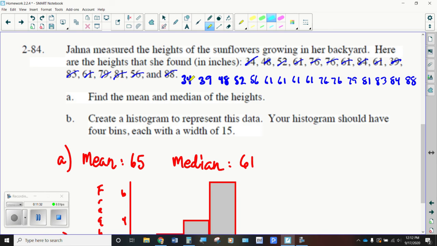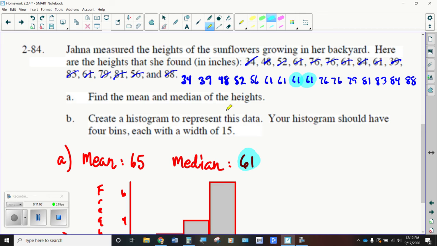So let's count over 8. 1, 2, 3, 4, 5, 6, 7, 8. And from this direction, 1, 2, 3, 4, 5, 6, 7, 8. Well, it's kind of nice that both of those numbers in the middle are the same number, so we know that the median is 61. I don't really want to add all those together and prove to you that 65 is the mean, but if you need me to do that, I'd be happy to do that.